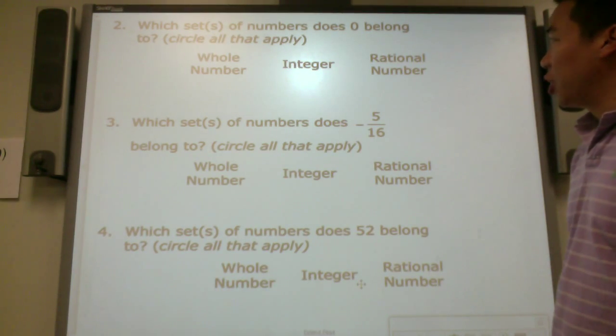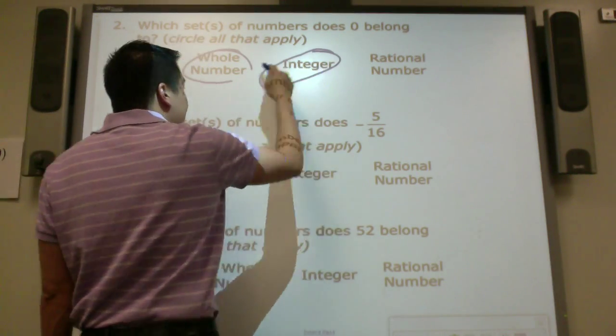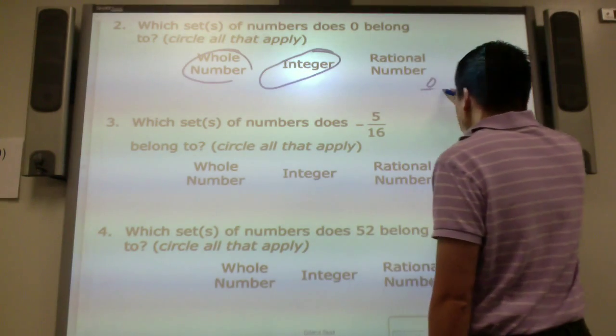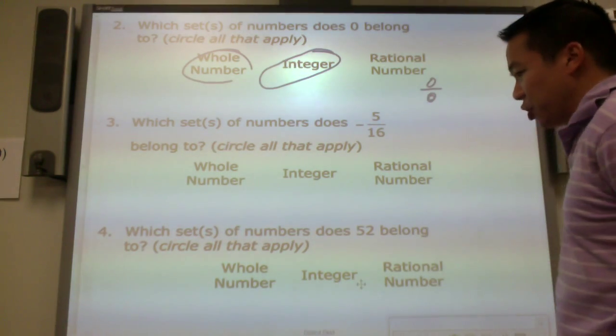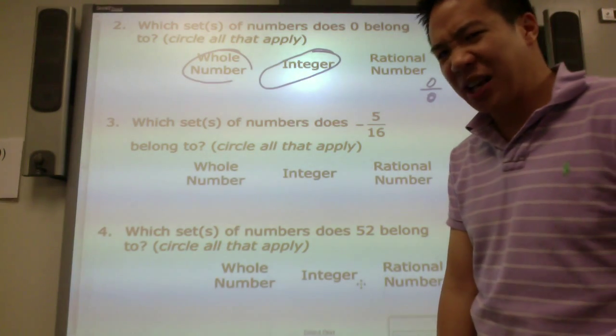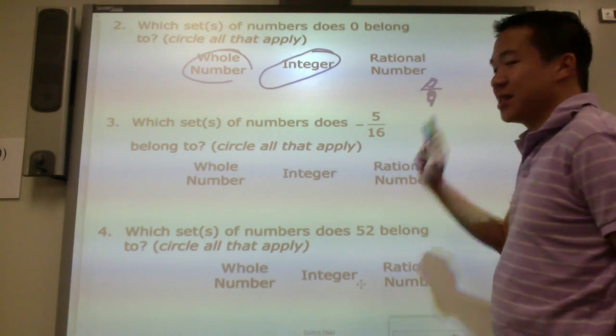Which 0? 0 is a whole number. 0 is an integer. But can 0 be written as a fraction? If I have 0 or nothing, can I divide it into 0 groups? Can I divide it into 0 parts? No, it is not a rational number.